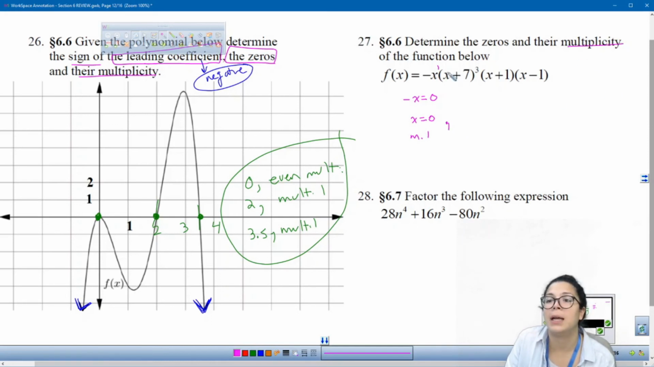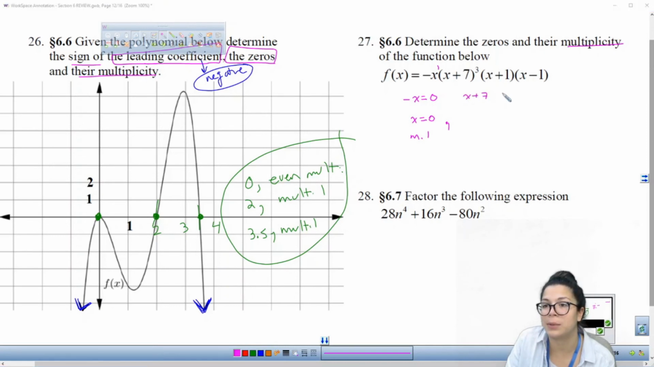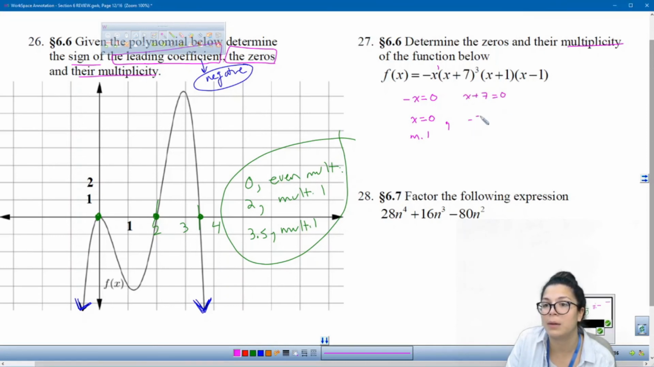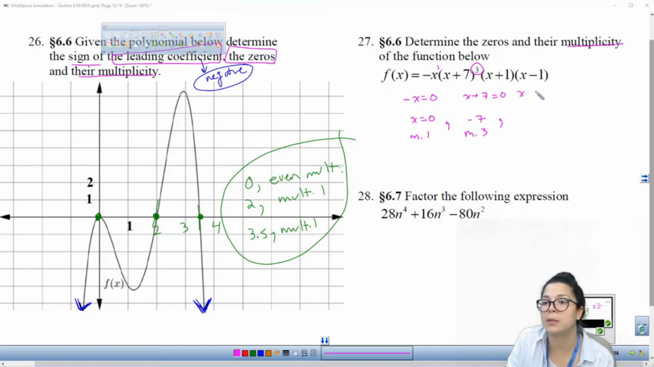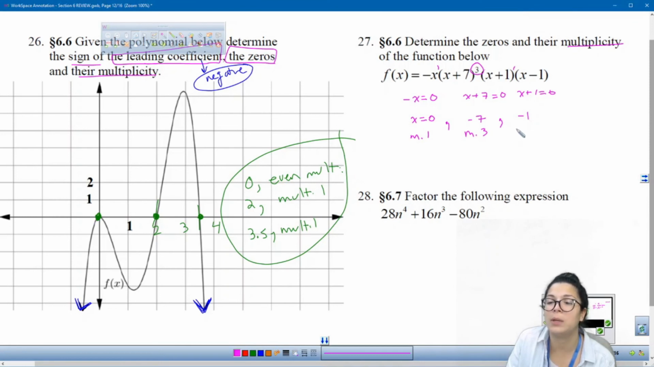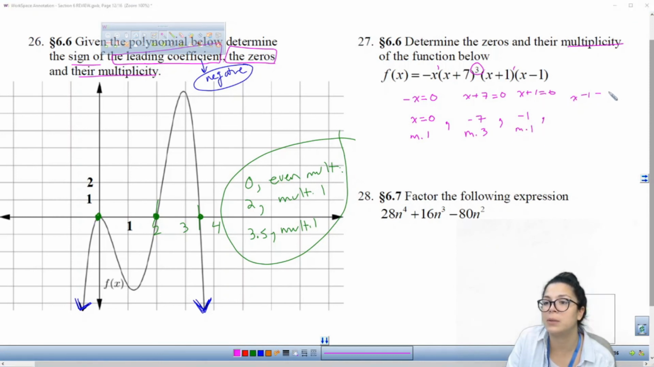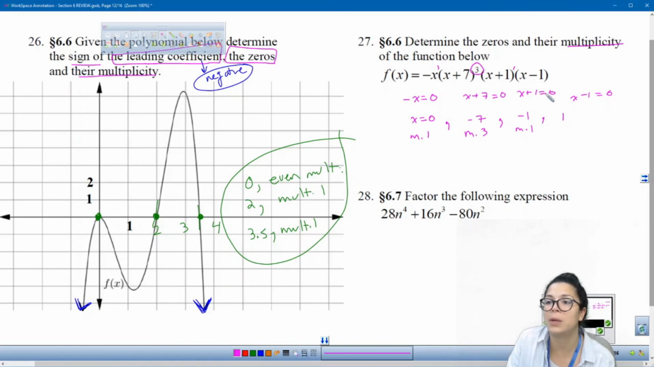Okay. X plus 7 cubed equal to 0. X plus 7 equal to 0 will give me negative 7 as a solution. And that is a zero 3 times, so it has a multiplicity of 3. Then x plus 1 equal to 0 will give me the zero of negative 1. That has one copy only, so that's multiplicity of 1. And then last one, x minus 1 equal to 0 will give me the zero of positive 1, and that also is only one copy, so that will have multiplicity of 1.